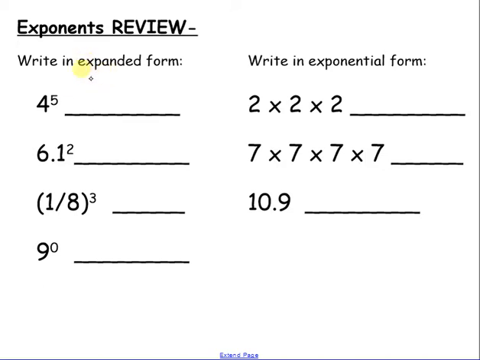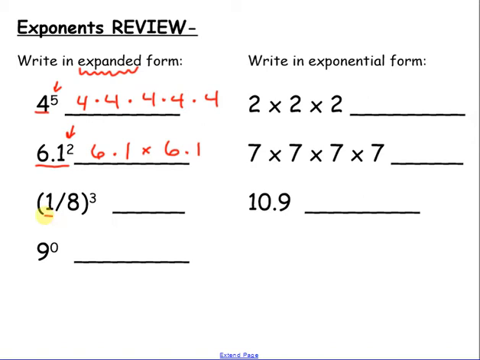So with these exponents, it's asking us to write it in expanded form. So we have a base of 4 to the 5th power. So we're going to go 4 times 4 times 4 times 4 times 4. And that'll give us 1, 2, 3, 4, 5. So 4 is being multiplied to itself 5 times. Here we have a base of 6.1 and an exponent of 2. So that's going to be 6.1 times 6.1. And that'll give us 6.1 times itself 2 times.